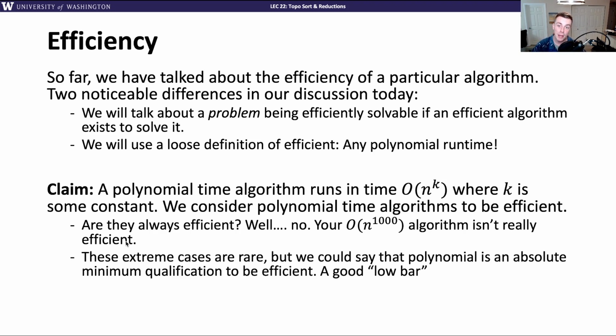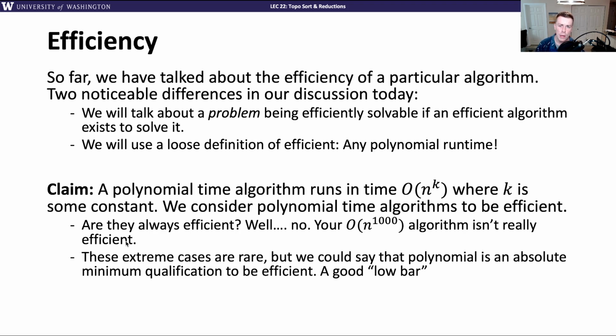Notice that kind of leaves the door open where if a problem currently isn't efficient, meaning there isn't currently an efficient algorithm, it still could potentially be efficient. We just might not know that algorithm yet. And we'll also use this weird definition of something to be efficient versus inefficient, which is it has a runtime that's polynomial. And what I mean by that is a polynomial runtime is some runtime that's big O of n to the k, where k is some constant number. And in our discussion today, we'll consider any polynomial time algorithm to be an efficient algorithm.